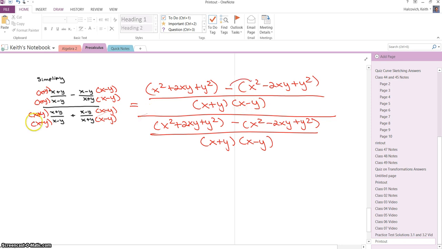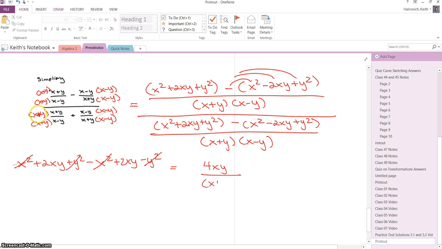Now you could distribute the negative sign in here. So you get x squared plus 2xy plus y squared minus x squared plus 2xy minus y squared. And notice the x squareds cancel out, the y squareds cancel out, and you're left with 4xy over x plus y times x minus y. The same thing would apply here, because notice they're exactly the same thing. So you have 4xy over x plus y and x minus y.